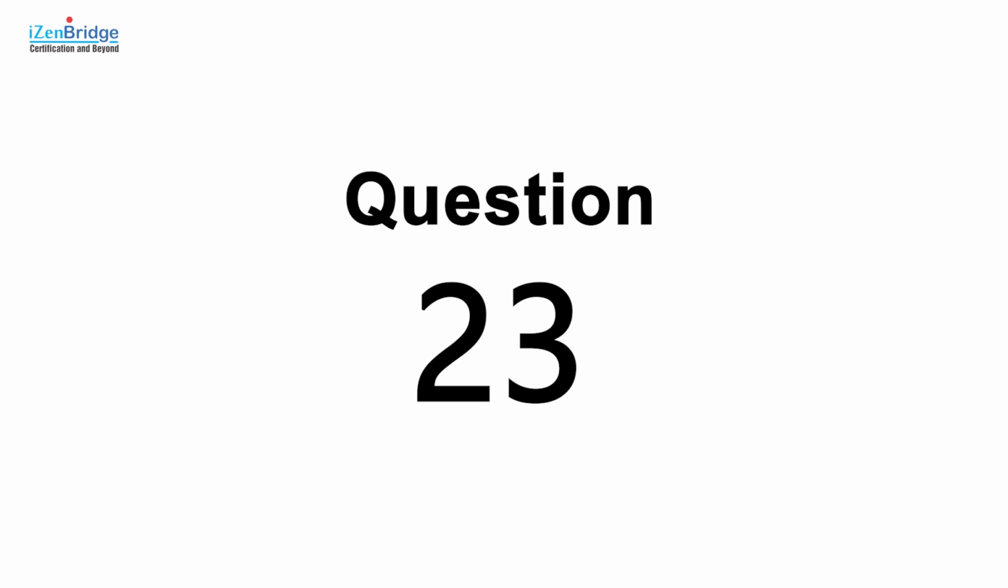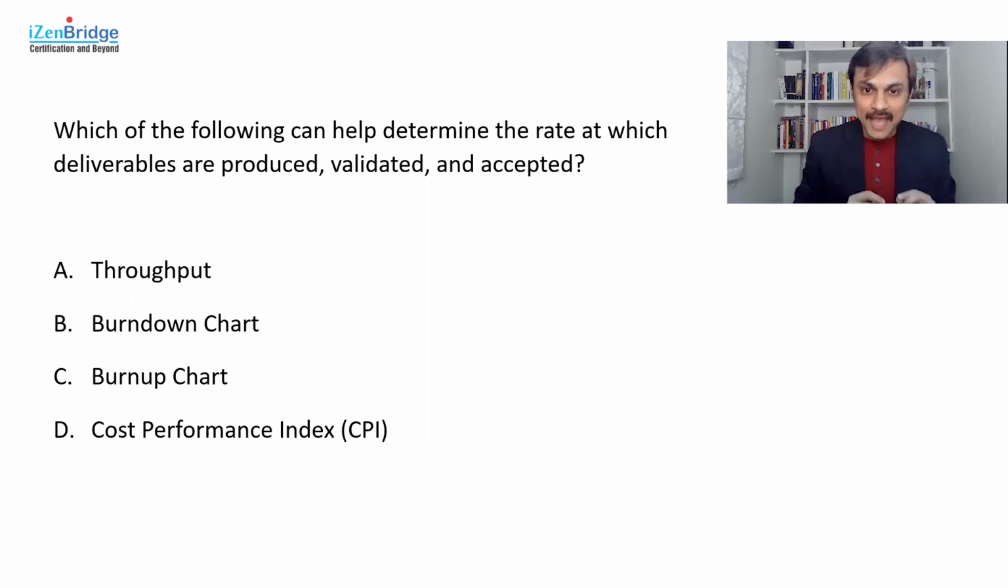Question 23. Which of the following can help determining the rate at which the deliverables are produced, validated, and accepted? Throughput, burn down chart, burn up chart, cost performance index, CPI.